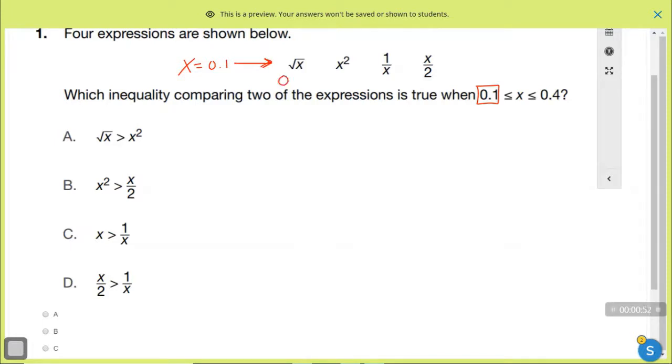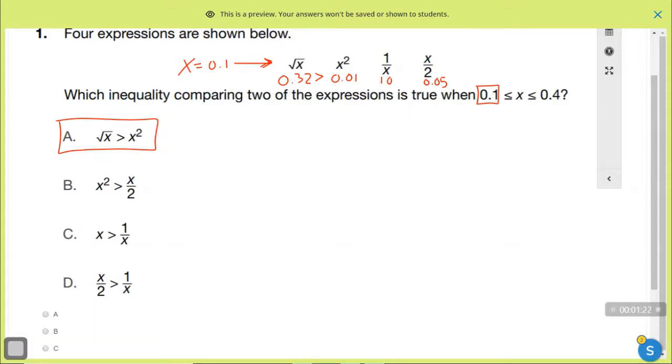And when I do that, I find out that I get 0.32 approximately. I get 0.01. All right, for this one here, I get 10. And for this one here, I get 0.05. All right, so what's true about these ones? Well, let's start to compare them. In A, is the square root of x greater than x squared? Well, that means is 0.32 greater than 0.1? Well, yes, that's true. In fact, that is our answer right there.